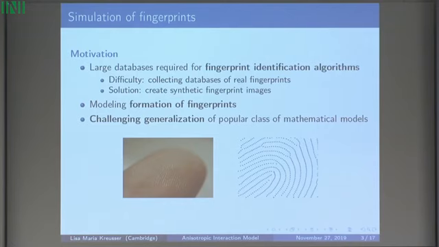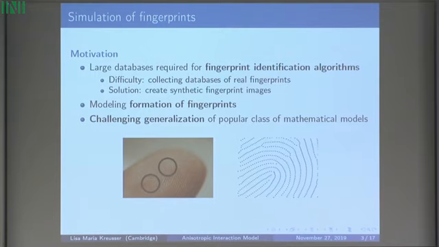Secondly, modeling the formation of fingerprint patterns is also of great interest to the biological community. But last but not least, the models we consider are also quite challenging mathematically, and indeed they can be considered as a generalization of a very popular class of mathematical models. In terms of the models we are going to consider in the following, we're interested in describing the interaction of very large numbers of cells, and in particular, we hope that we are able to create patterns like these.